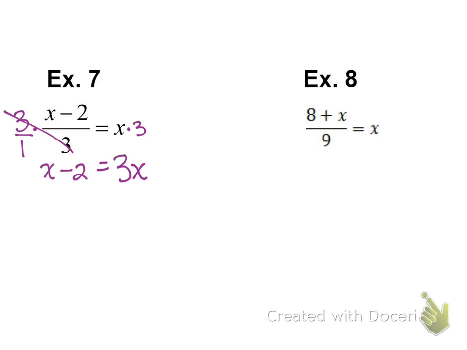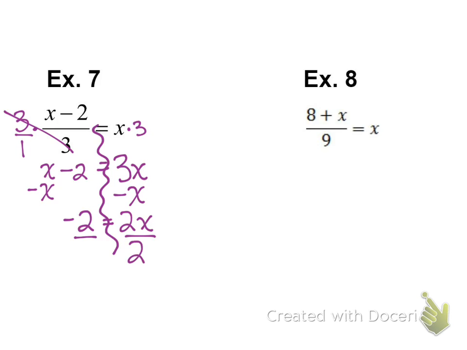We need all the x's to be together. Subtract x. Technically, you could add 2 to both sides. That's not necessarily a wrong thing to do. The quicker thing to do is going to be to subtract x on both sides. So what are we left with on the left side? A negative 2. Make sure you keep that sign. Negative 2 equals 2x. Last step.